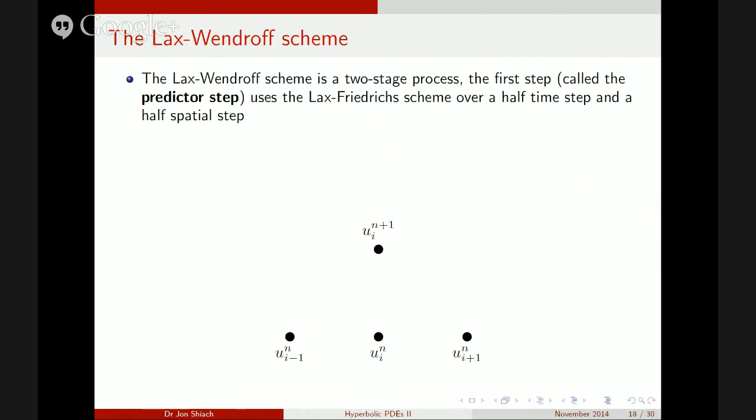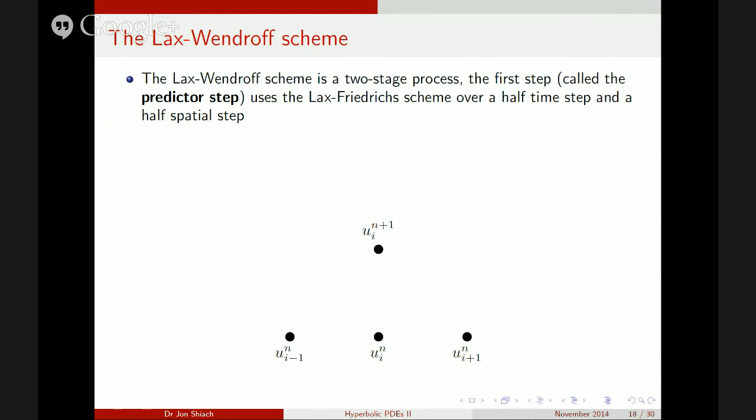Okay, a better second order scheme is what's called the Lax-Wendroff scheme. This is a two-stage process, often called a predictor-corrector method. You have two types of predictor-corrector methods, ones you may have seen if you do the multi-step methods unit.